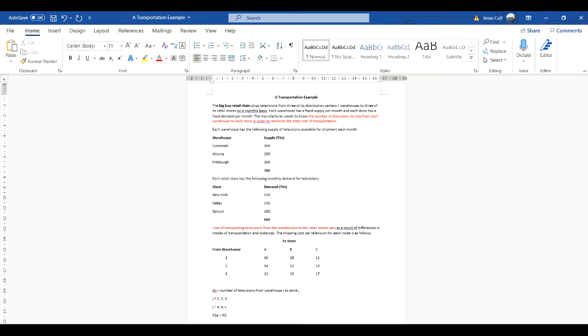X1A simply means from warehouse 1 to store A. Now, this is where things are going to increase in difficulty. Please try to follow, and if not, contact me, because from now, as we build on this concept, things are going to get much more difficult.